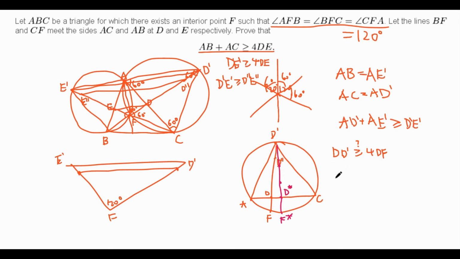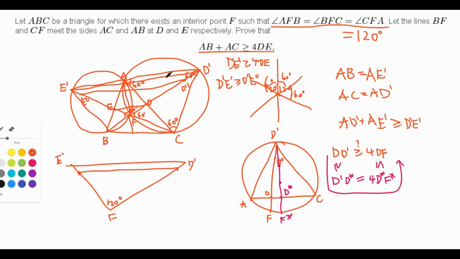Well, we notice that D prime D is greater than or equal to D prime D star, because D prime D star is the height from D prime to side AC, and D prime D is a hypotenuse. So now we need to prove that D prime D star is greater than or equal to 4 times DF. But we also have that 4DF is less than or equal to 4 times D star F star. And the easiest way to see this is that D prime F star is greater than or equal to D prime F. Meanwhile, D prime D star is less than or equal to D prime D. So therefore, D star F star is greater than or equal to DF. So now we have that, since this is an equality case, going around the inequality like this shows that it is true.